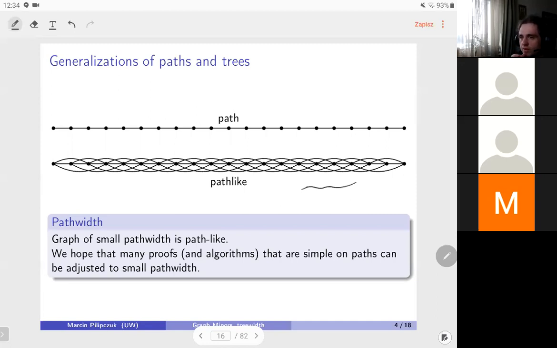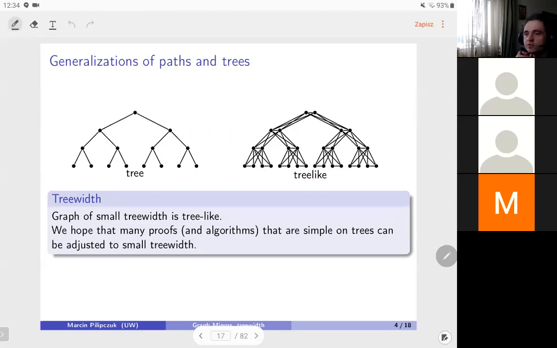So you want to somehow define what it means to look like that. And also, if you look at trees, this is a tree, and this graph on the right also looks like a tree. You want to say that some things work for trees, and they will work for tree-like things similarly as for trees. Maybe slightly more complicated, but it will still work there.